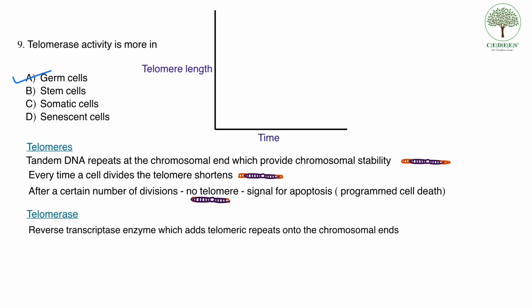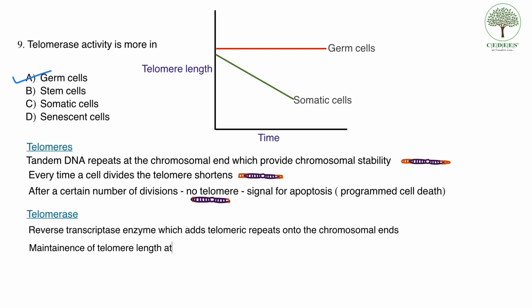Now your germ cells, because they divide many times, have high telomerase activity, which will ensure maintenance of telomere length at maximum during gametogenesis, despite repeated division. So germ cells are known to have the highest telomerase activity.